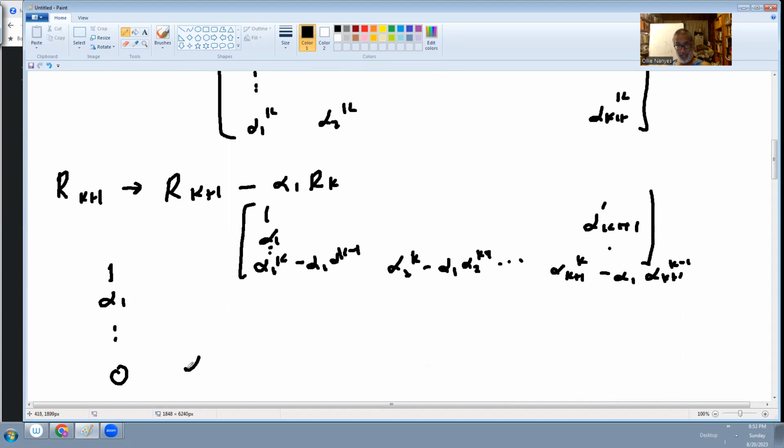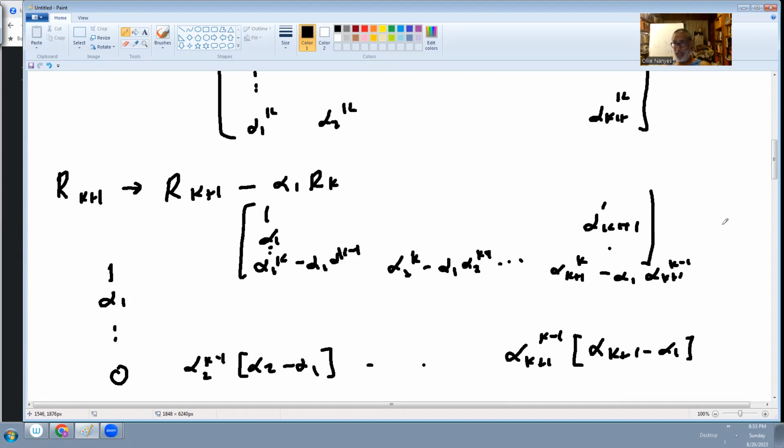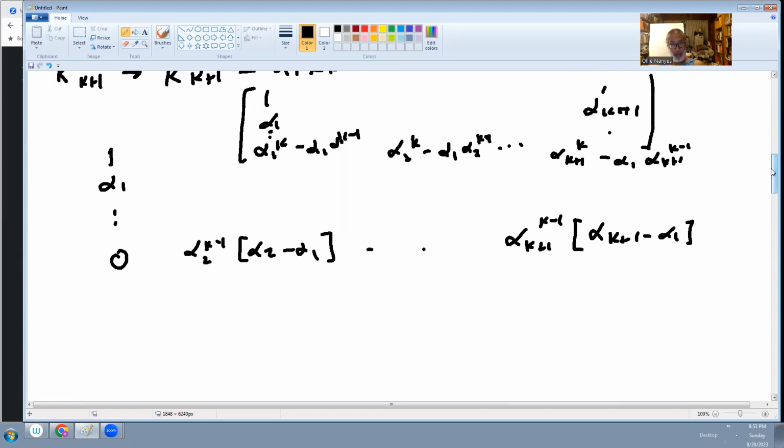Let's factor out an alpha k minus 1, and I have an alpha 2 minus alpha 1. That's good. Keep this up. What do you have? You'll have an alpha k plus 1 to the k minus 1 times alpha k plus 1 minus alpha 1. That's what you have in that bottom row. So the bottom row, what we did is we got a 0 right here, and then we have everything that looks like this.